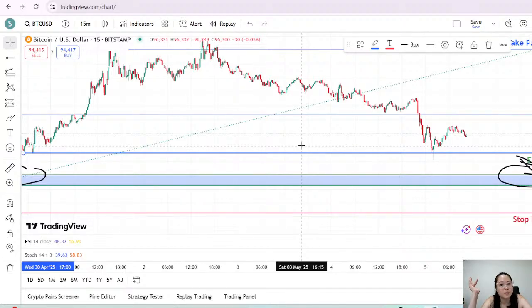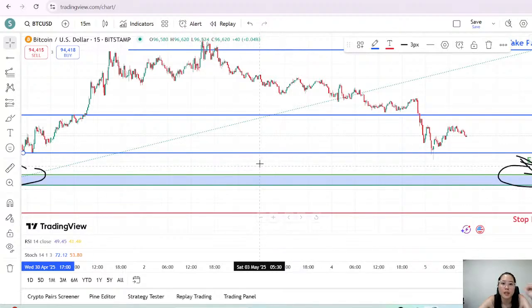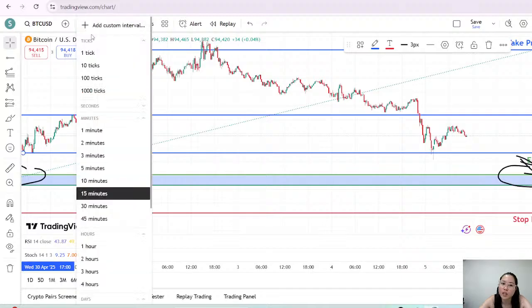You know what I mean? The bigger time frames are more solid. The support and resistance on a bigger time frame are more solid versus the smaller time frames. That's why I try not to go too small of a time frame.